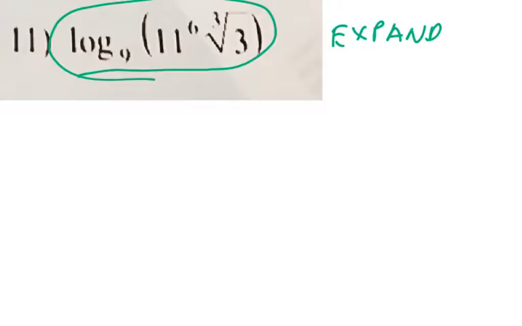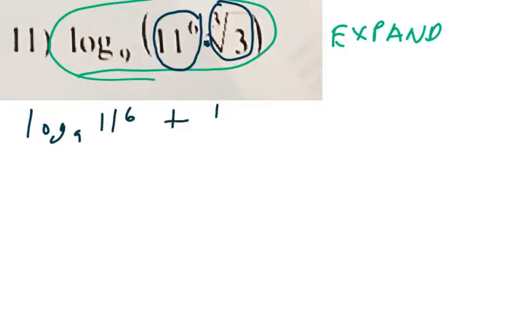So check this out. First thing is, it may look confusing, but we have 11 to the 6th power here, times this cube root of 3. So the first thing we're going to handle is that multiply. I know multiply, just like with exponents, you end up adding, right? So I know I'm going to get the log base 9 of 11 to the 6th power plus log base 9 of the cube root of 3. That times, in other words, became a plus.